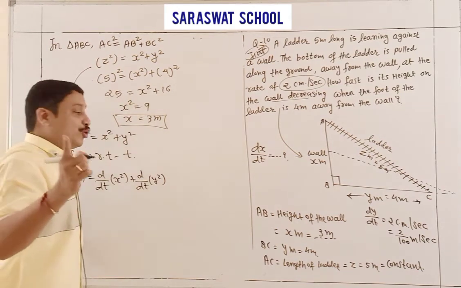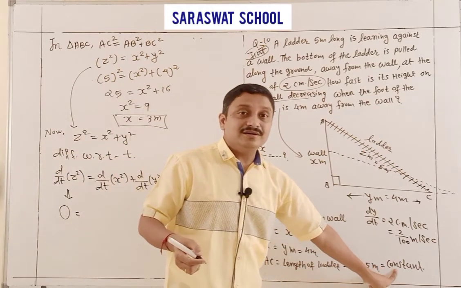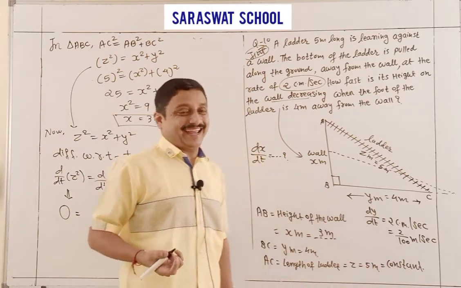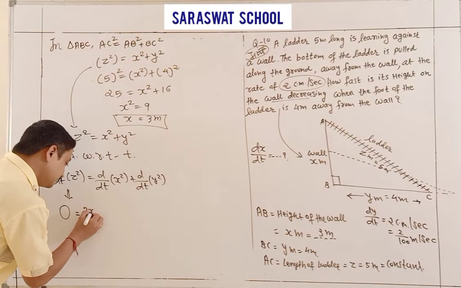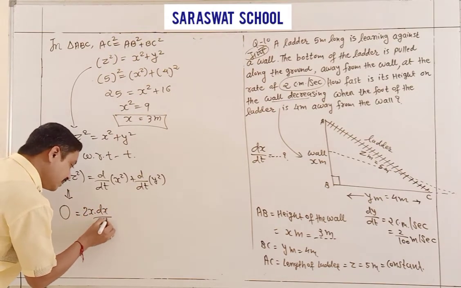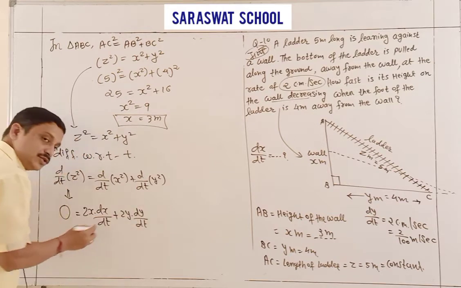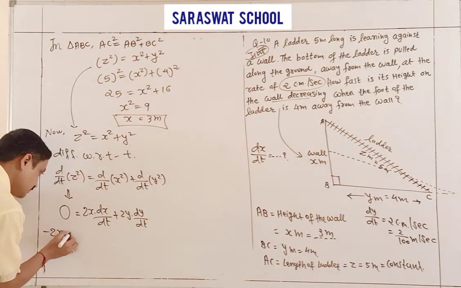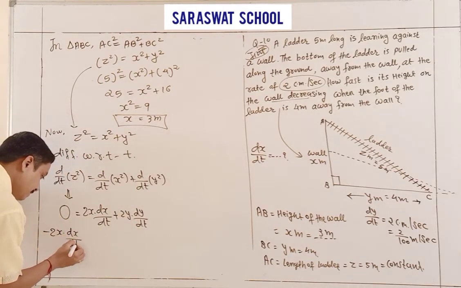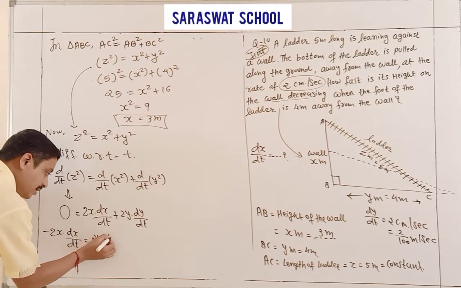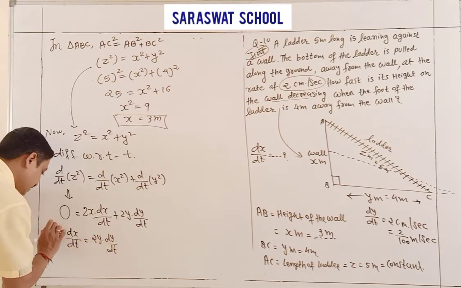That's the main point written here. Constant. And here 2x dx by dt, 2y dy by dt. So minus 2x dx by dt equals 2y dy by dt. That's the answer.